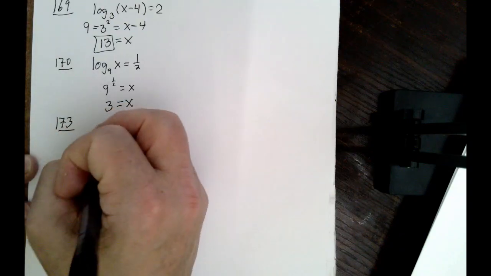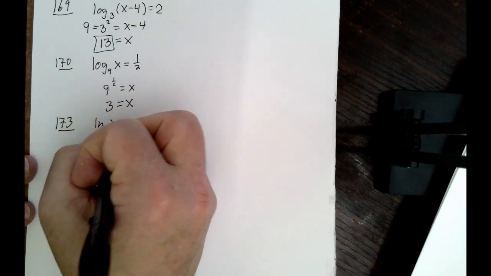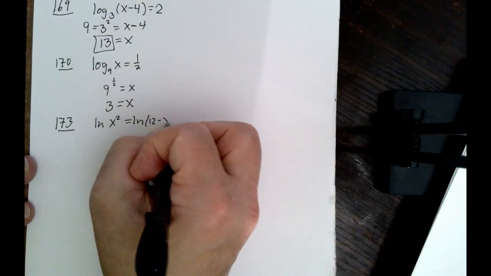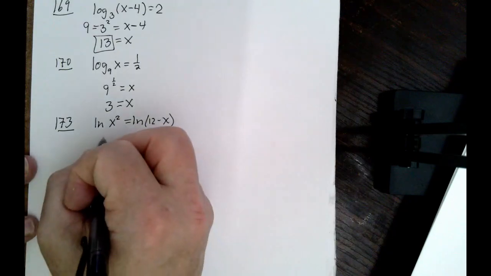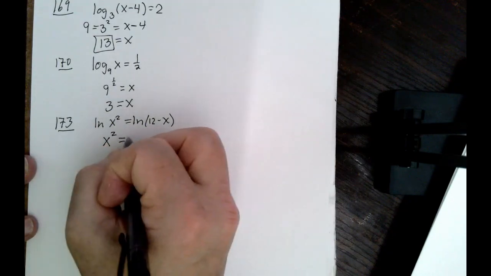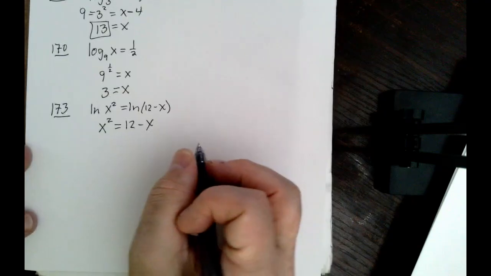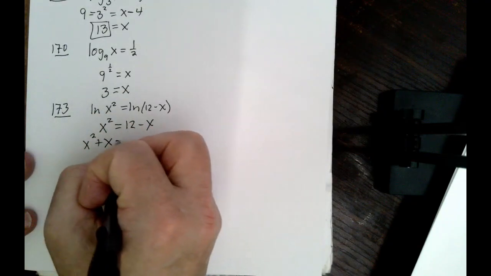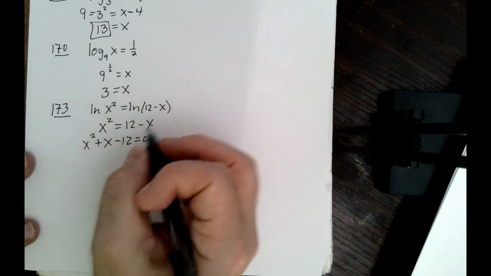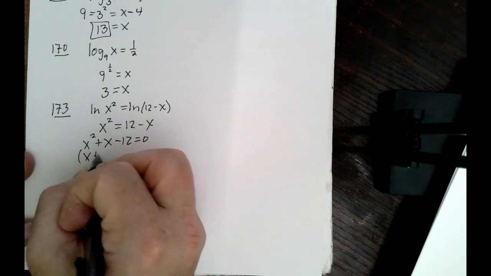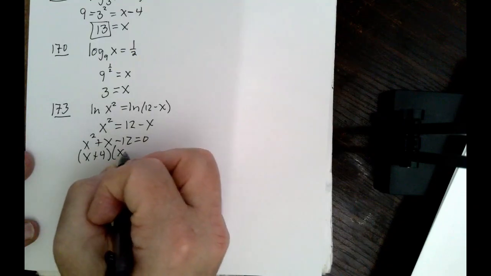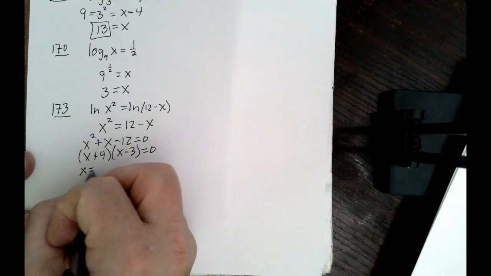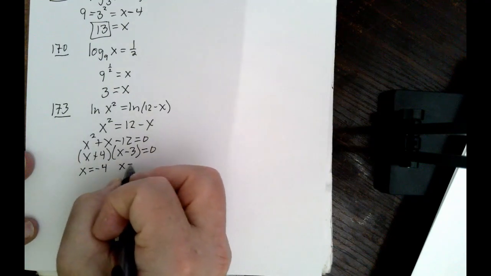173 says ln of x squared equals ln of 12 minus x. So since they're both the same base, you can just take away the logs and you get a quadratic here. You bring everything to one side and it factors to x plus 4, x minus 3. And setting each of those equal to 0, you get minus 4 and you get positive 3.